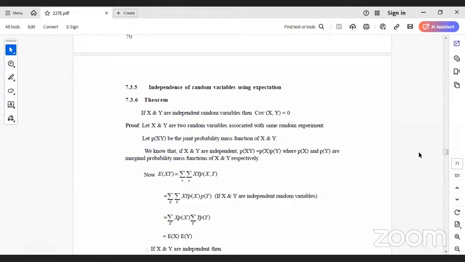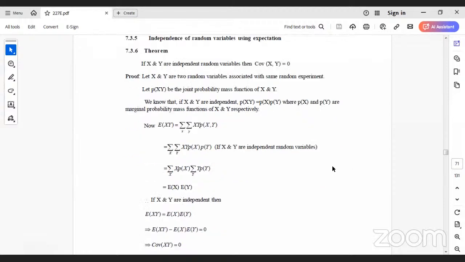So therefore, as I already told you, for discrete random variables we take the summation over x and the summation over y. So the summation of x and the summation of y of xy p(x) p(y). This is the common factor, with p(x) and p(y) taken separately: x p(x) summed over x, and y p(y) summed over y. Therefore X and Y both are independent.